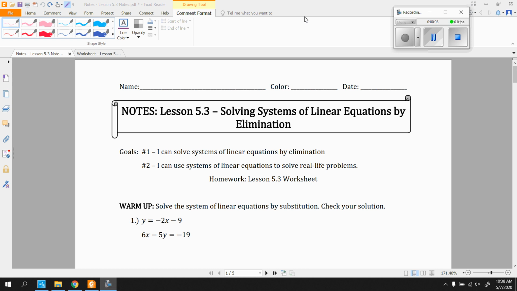All right, lesson 5.3, solving systems of linear equations by elimination. So we'll get into this here. It'll be very similar to 5.2 as far as the process, I think. There's a few steps involved. I'll try to color code them, hopefully make it easy to follow.